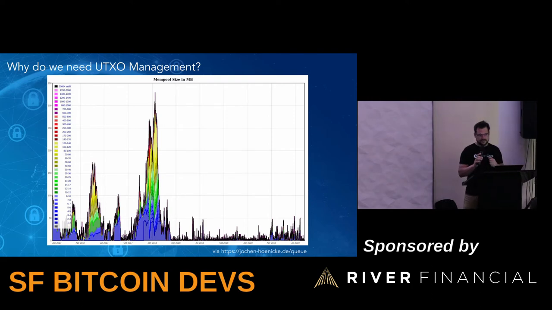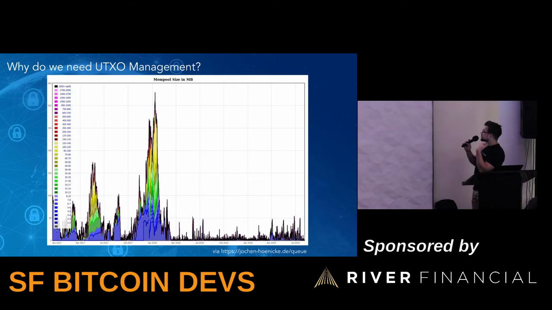Well, the color bands in this graph are fee rates. Blue is low fee rates of 1 satoshi per byte, the min fee rate, up to about 10 satoshis per byte, and then green is about until 40 satoshi, and yellow is about until 140 satoshis per byte.